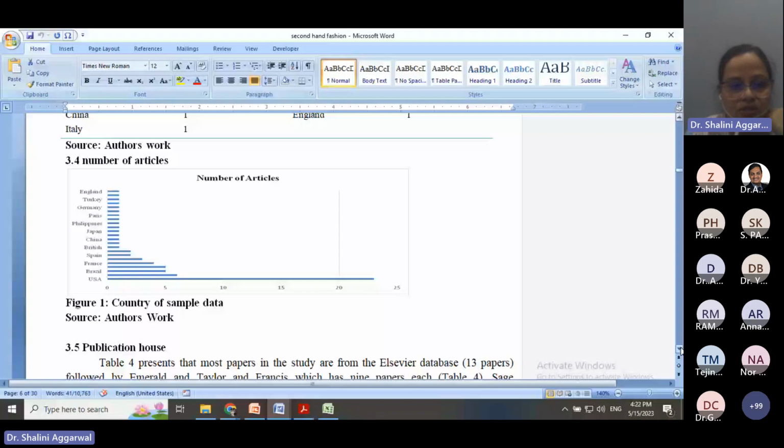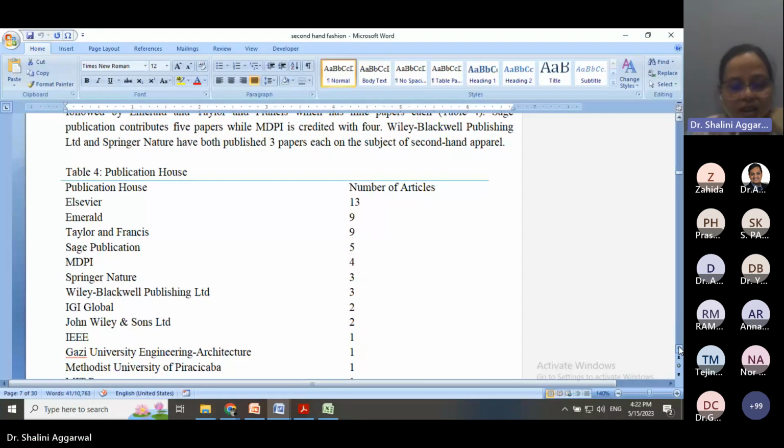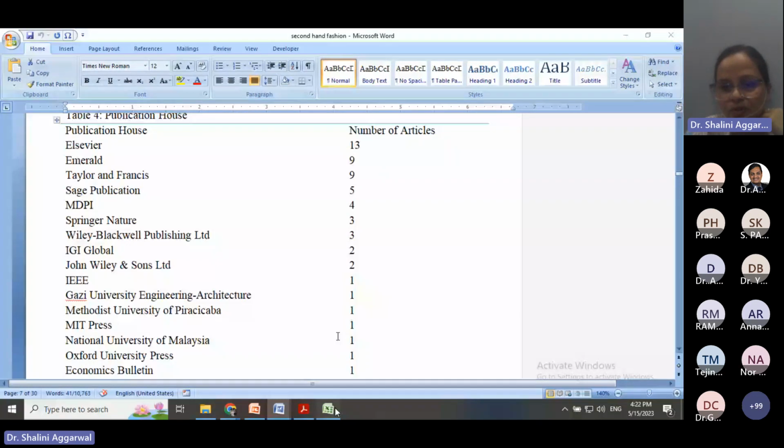Next is the publication house. First we talked about which journal. Next is the publication house, which you will also get from here. Fine.